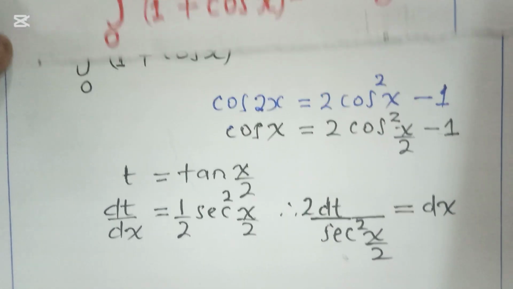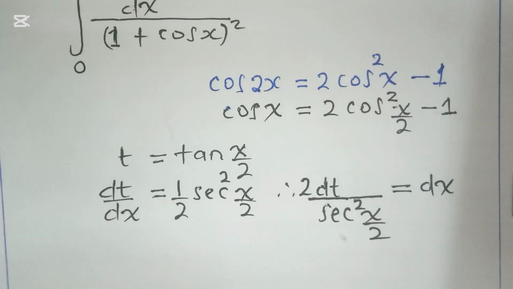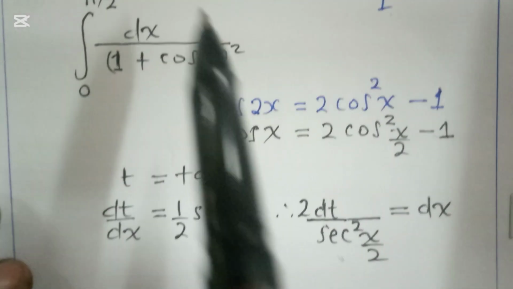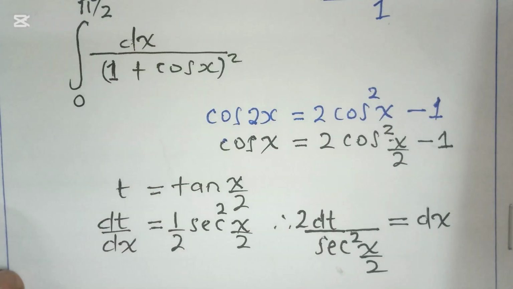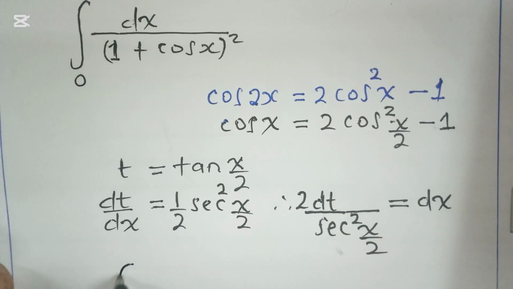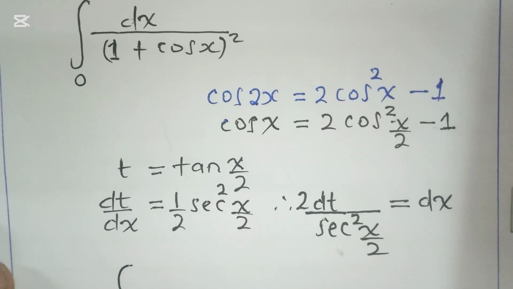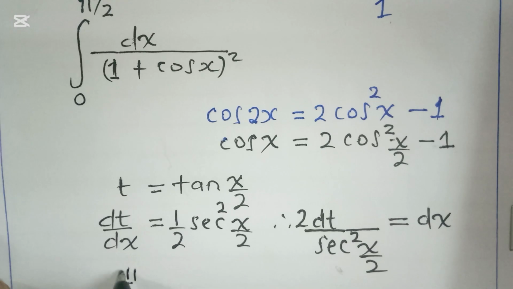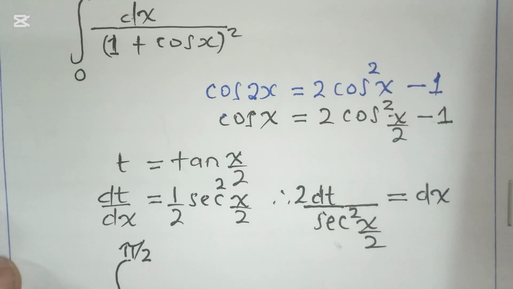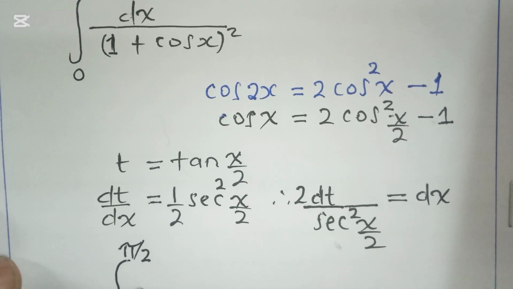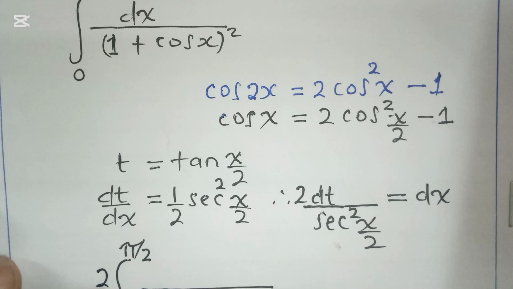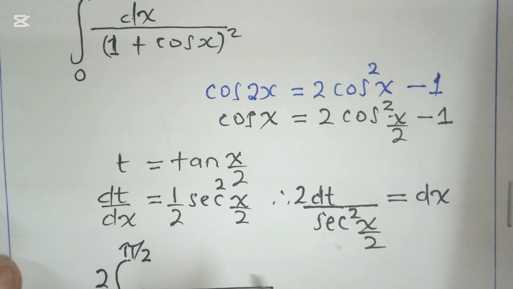Now guys, we come and replace for cos x, so that we make cos x to be cos x over 2. We'll write our equation yet again here. 0, here we have pi over 2. Instead of writing dx, we can replace that with 2 here, and then we have dt.